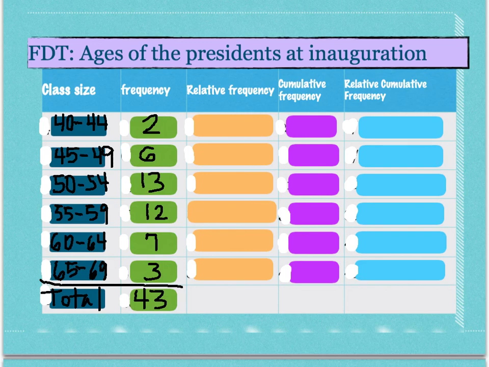And we do. Now the next column, the relative frequency, is just changing the frequency that we have in this column into a percentage over here. So to do that, if we take the frequency, which is 2, and divide by the total number of data we have, which would be the total number of presidents, 2 over 43, and then remember to make it a percentage you have to multiply by 100, and we get 4.7%.